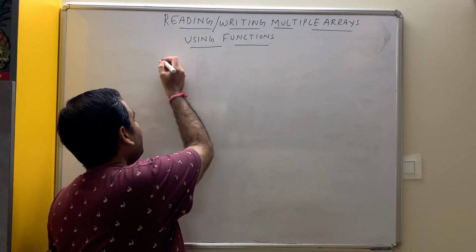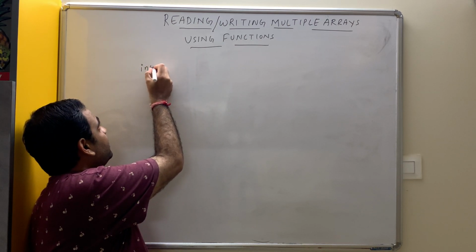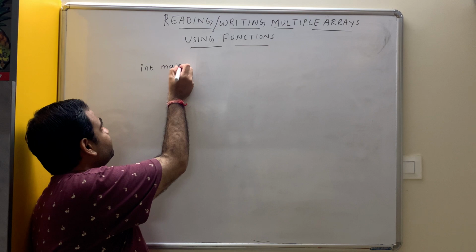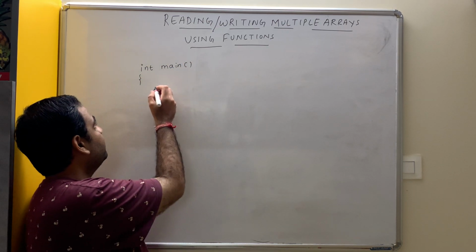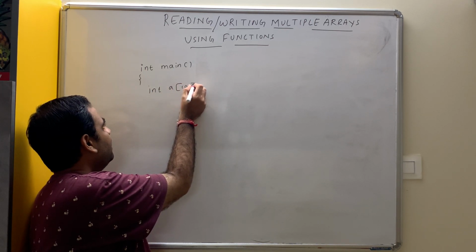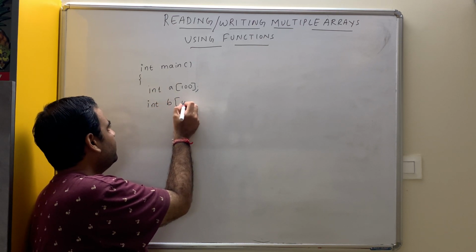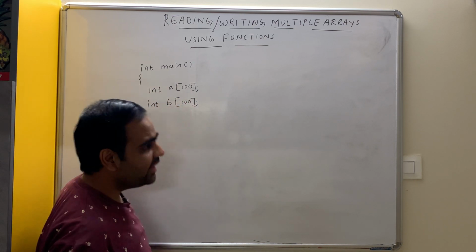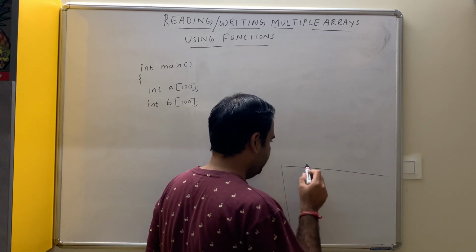Now we know that we start with #include <stdio.h> and let me say here int main. Now let us declare two arrays. Let me say int a of 100 and int b of 100. Now there are two arrays a and b of size 100 and 100. This is the main scope.